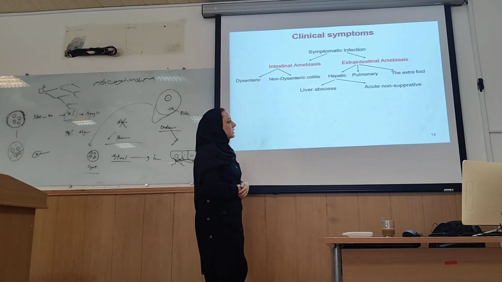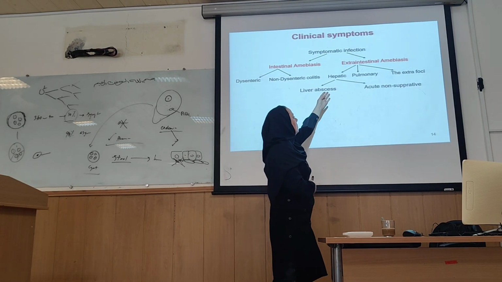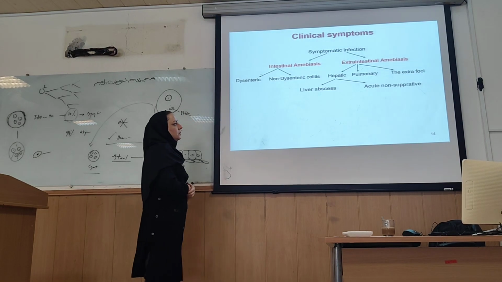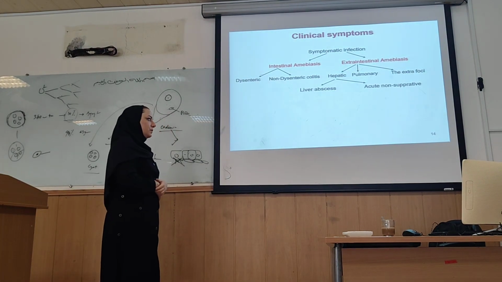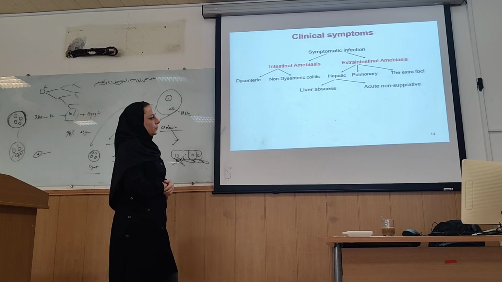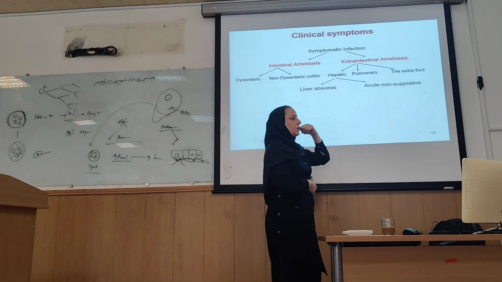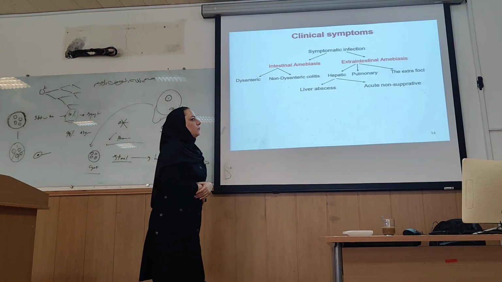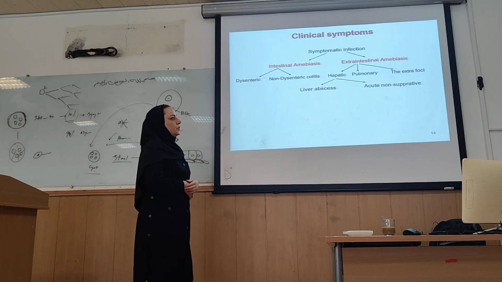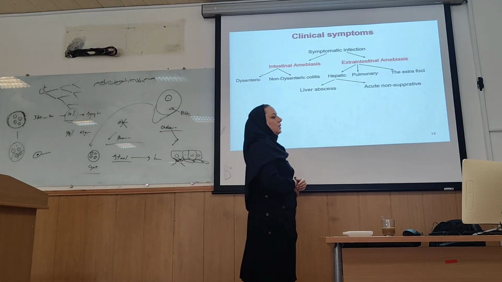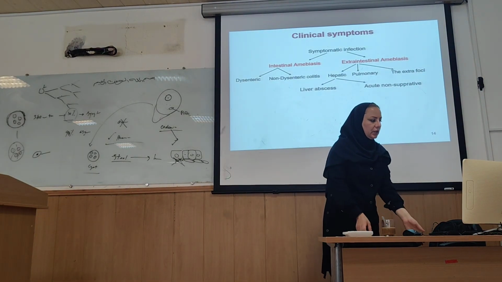In extraintestinal amoebiasis, mostly the liver is infected, and here we have liver abscesses, or also acute non-suppurative hepatitis. In the next slide I will speak about that. But sometimes maybe the lung or other organs such as brain and skin can also be infected.